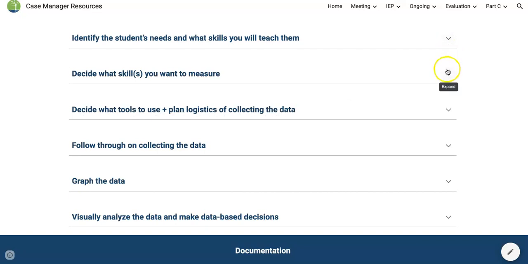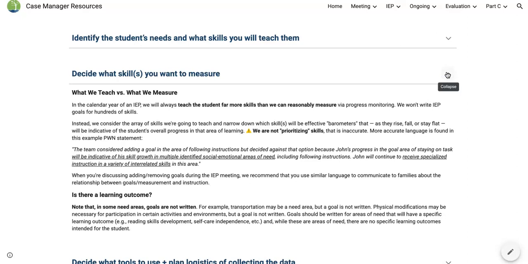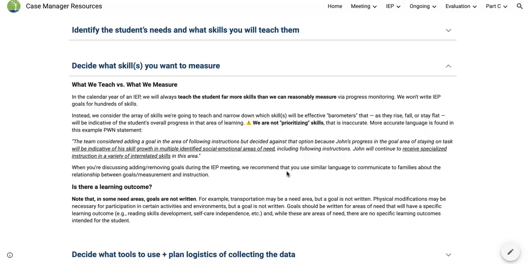Then what we want to do is figure out what skills you want to measure. So what exactly about that area of reading is challenging for the student, for example? Again, thinking about the flow of what the student needs, and then what exactly you want to measure. We're not necessarily prioritizing skills. I mean, we can't do everything, but we are choosing what is going to have the most bang for the buck, essentially.